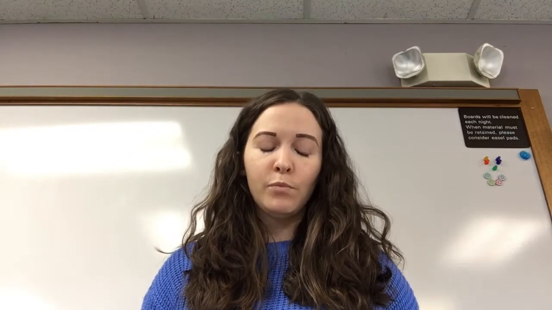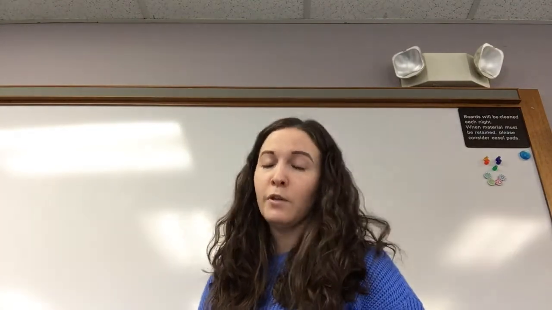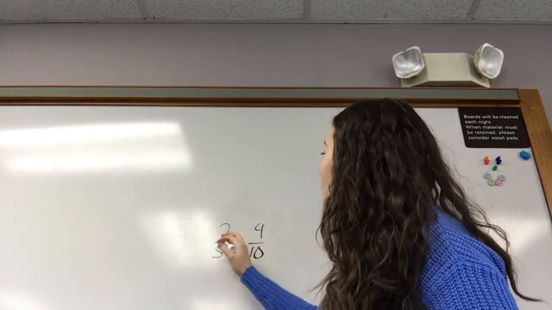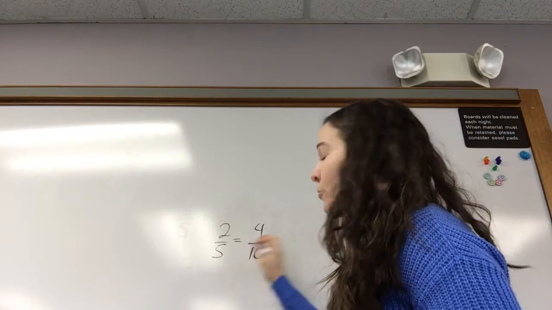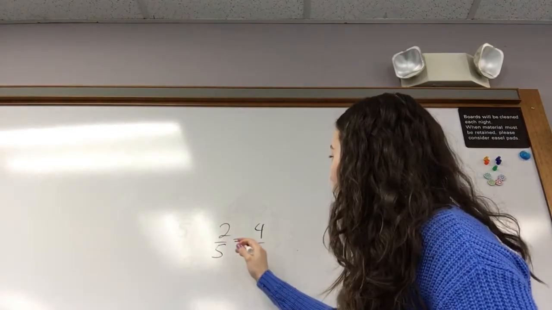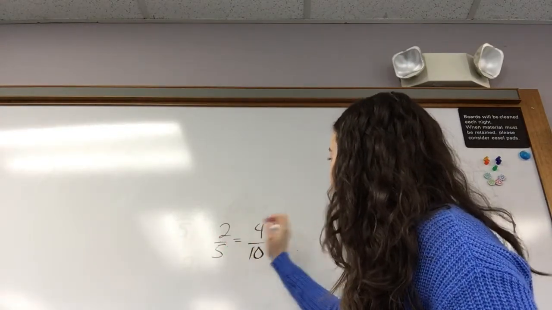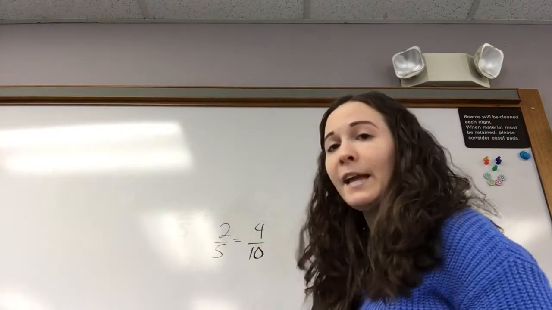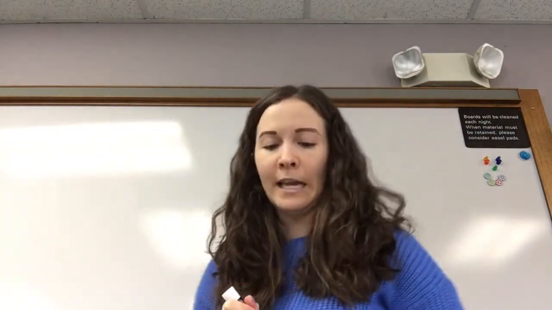So another way to determine if two fractions are equal is to see if the cross products are equal. The cross products of two fractions are found by crisscross multiplication. So usually when we multiply our fractions, we multiply our numerators together and our denominators together. So for this fraction, if we were multiplying, we'd have 2 times 4 equals 8, 5 times 10 equals 50. So we'd have 8/50ths, and we'd reduce for our final answer.